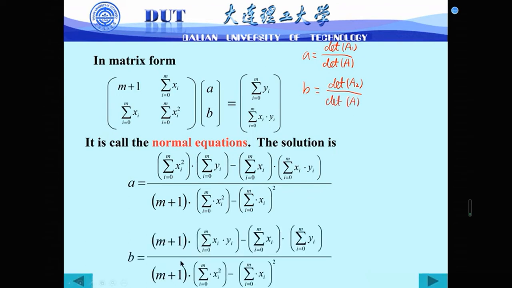So for B, you see, now we consider the denominator first. It is the same, right? The determinant of A. For the numerator, that means we replace the second column by this column. So the determinant is this element multiplied by this element. So m plus 1 multiplied by this term, the summation of x_i y_i, minus the product between the two terms, this term and this element, so the summation of x_i multiplied by the summation of y_i. Actually, you don't need to remember this formula. In an example, these are numbers, so you only need to solve the linear system. That's okay.